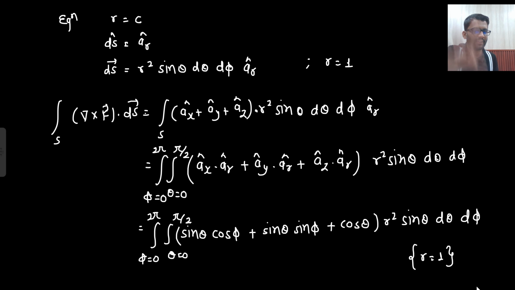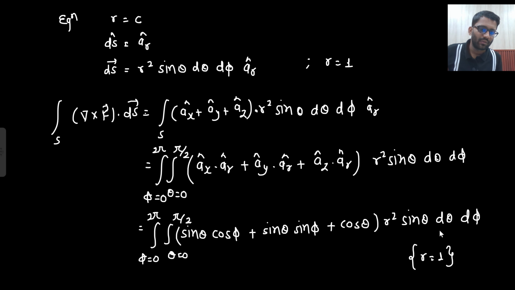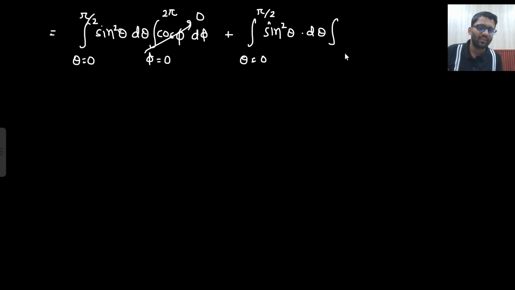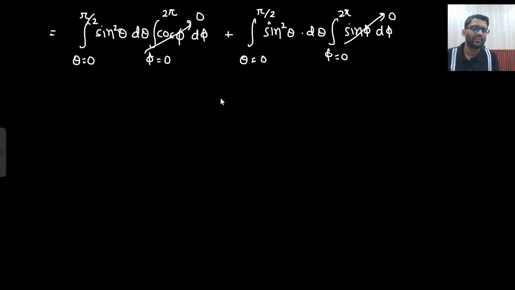Here also r square is 1. So sin square theta sin phi will come. Sin square theta sin phi d theta d phi. So sin square theta d theta, where theta is going from 0 to pi by 2. And then sin phi d phi, with the limit of phi from 0 to 2 pi. What will be the value of this? 0. This also I know. Right? This has also gone to 0.